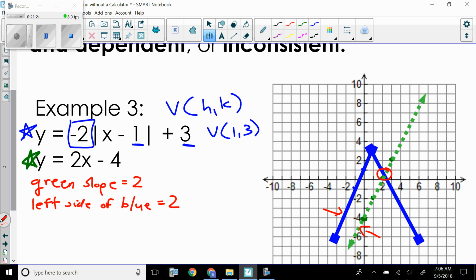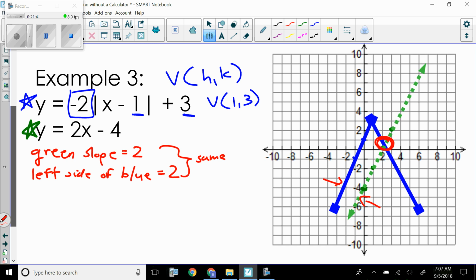If these are the same, will they intersect? Well, by definition of parallel lines, the left side of the blue is parallel to the green. Oh, that means they won't intersect down in the corner. That means there's only this single intersection point. If there's only a single intersection point, well, it's intersected, so that's consistent. And if it's only in one spot, we say that that is independent.